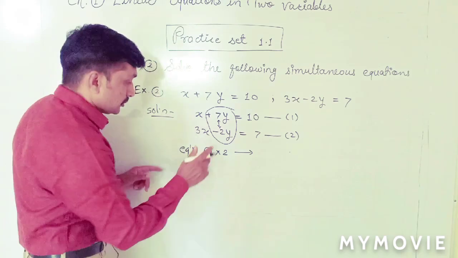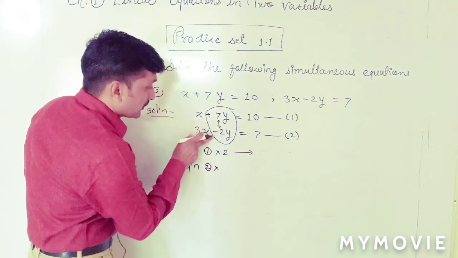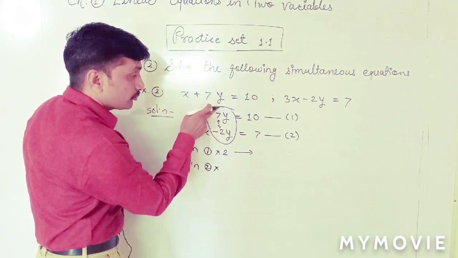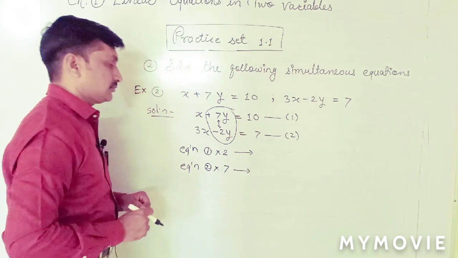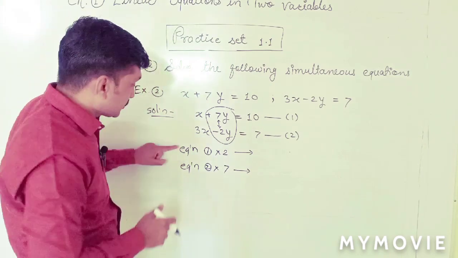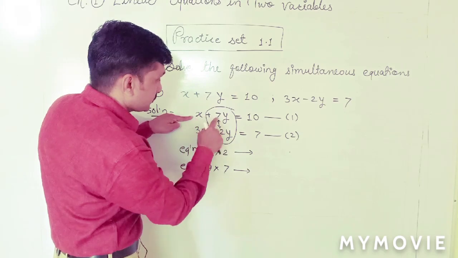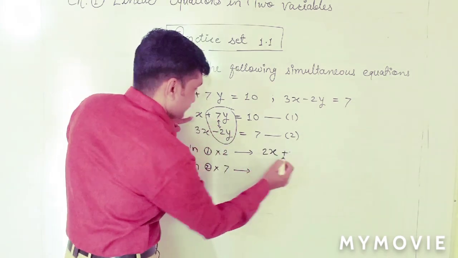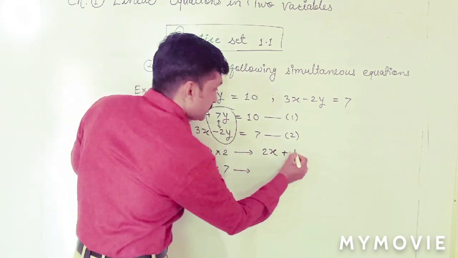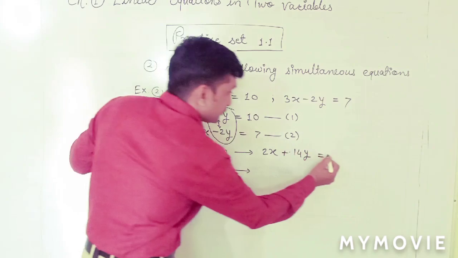Understood? Equation 2 is multiplied by the coefficient of y of the first equation, which is 7. Now let's multiply equation 1 by 2. Here, here and here: 2 1s are 2x plus 2 7s are 14y is equal to 10 2s are 20.